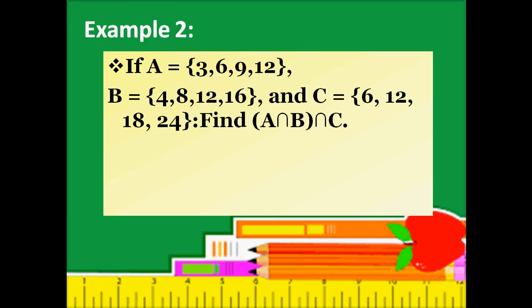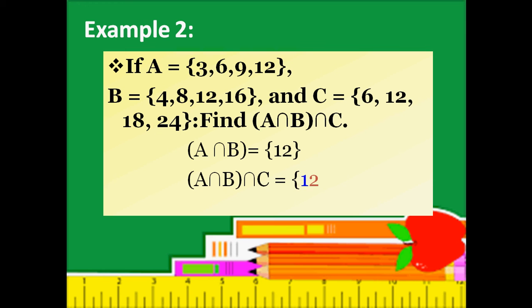So first, let's solve the intersection of set A and B, which leads us to the element 12. And then the intersection of sets A and B intersect again to set C, and we get the set that has the element 12.